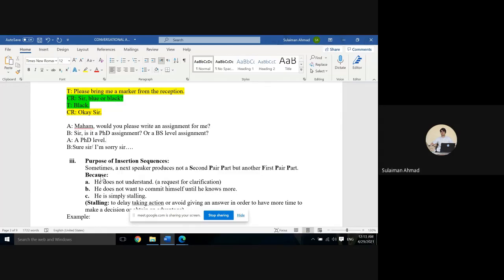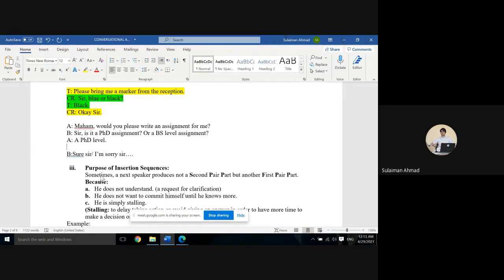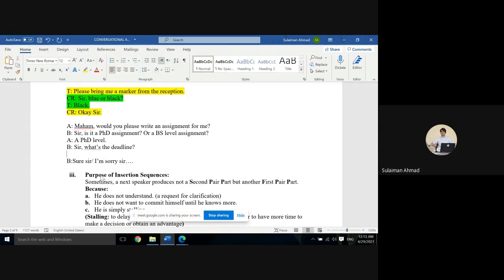Now, if she does not want to commit herself until she knows more about the nature of this assignment, she may come up with another question. She may say, sir, what's the deadline? What's the last date of the submission? I'll respond, you still have got 1 week, or the last date is 15th of the coming week, right? Only then she may say, sure, sir, I'll do it. Or I'm so sorry, sir, I'm so busy these days. I have got my own assignments and my own exam.